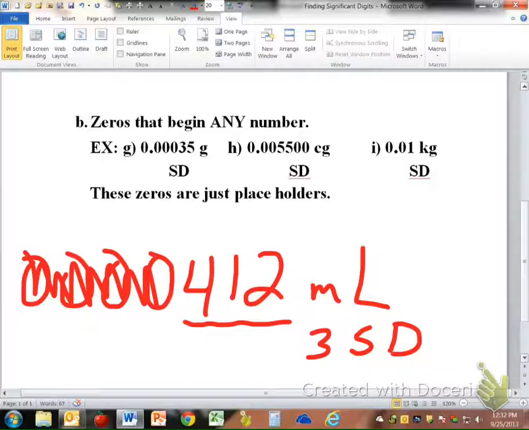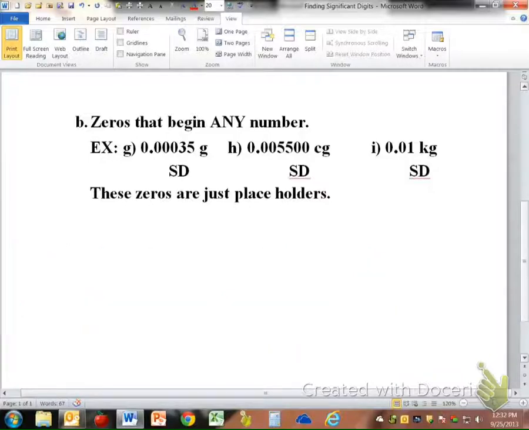All right, let's clear this off and now look at the examples that are on the screen. I took a measurement of mass of an object and I got 0.00035 grams. See, the thing is, the zeros in this case are simply placeholders, which means they don't count. All they really do is they tell us that that 3 is in the 10,000th place value. So I actually have 0.00035 grams, I'm counting only 2 significant digits. Because those zeros begin the number, they don't count.